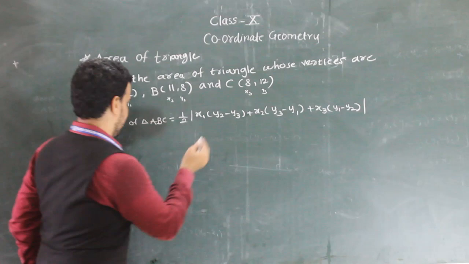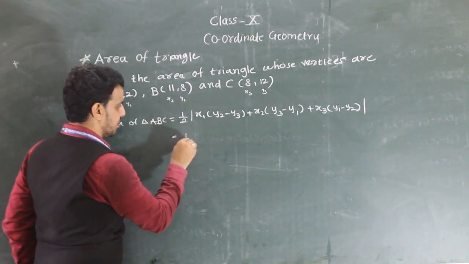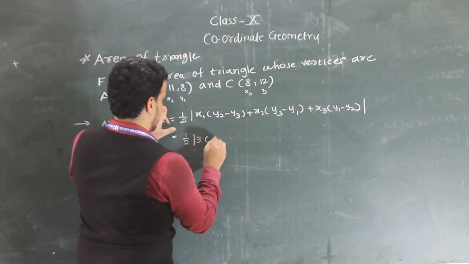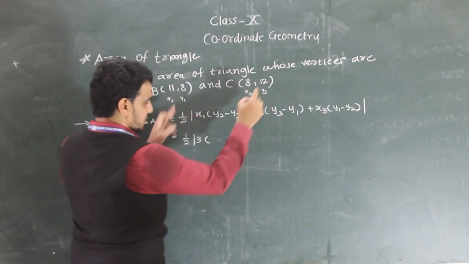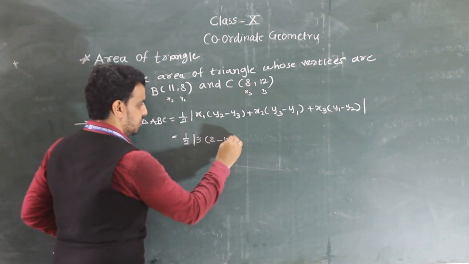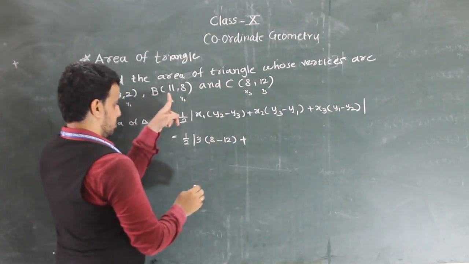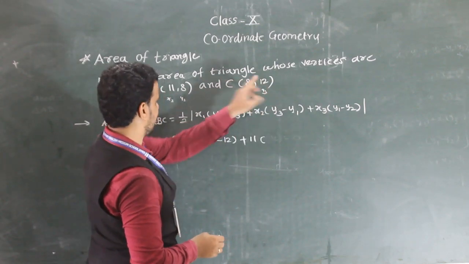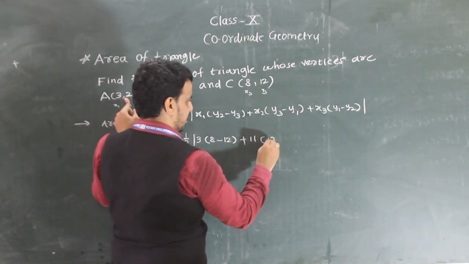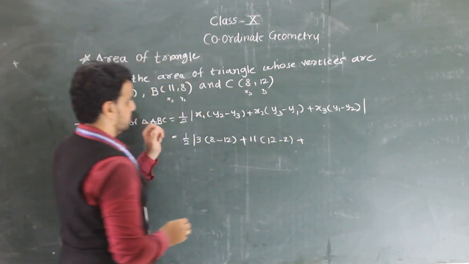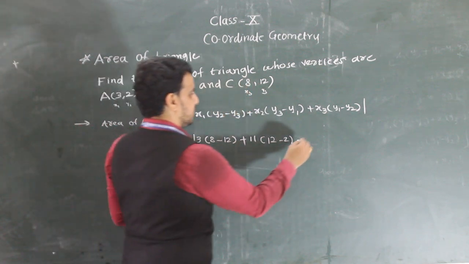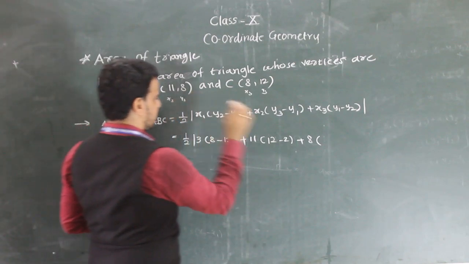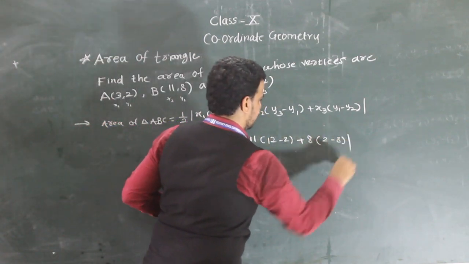Right. Now we have to put in only the values: half into mod of x1 is 3, (y2 minus y3). So y2 is 8, y3 is 12, so 8 minus 12, plus x2 is 11, so 11 into (y3 minus y1). So y3 is 12, y1 is 2, so 12 minus 2, plus x3, that is 8, into (y1 minus y2). So y1 is 2, y2 is 8, so 2 minus 8.